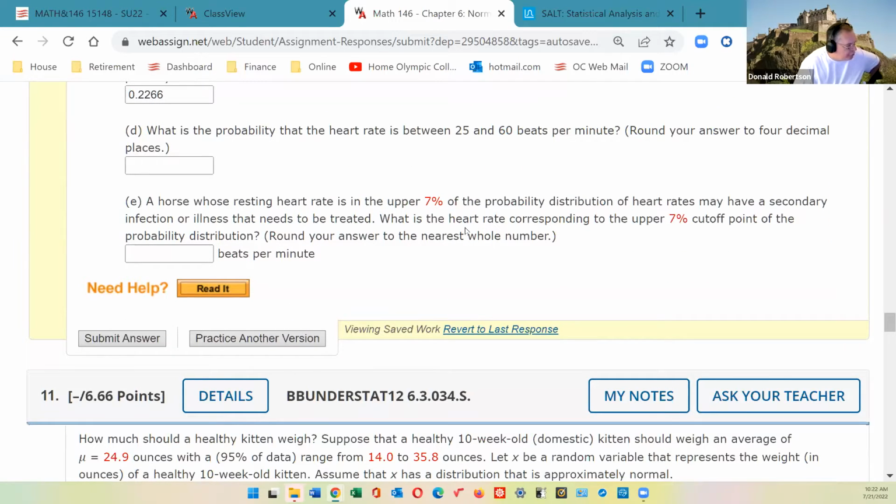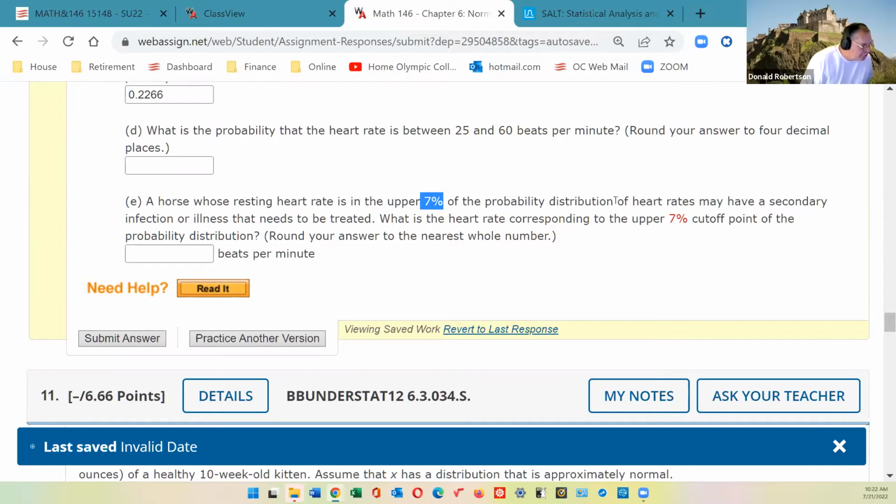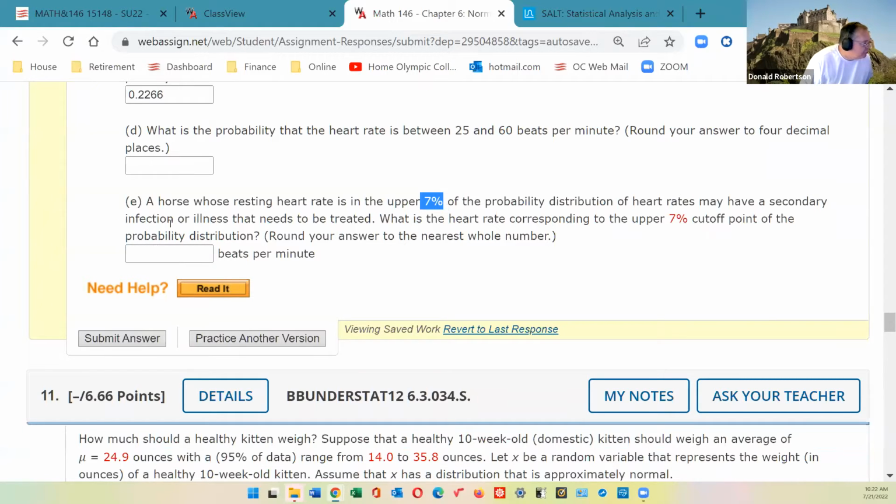Now, this is a new question that we haven't done before. A horse whose resting heart rate is in the upper 7% of the probability distribution of heart rates may have a secondary infection or illness that needs to be treated. So in other words, if you test your horse's heart rate and it's quite high, the top 7% is pretty high. That's an indication that your horse is ill in some way.